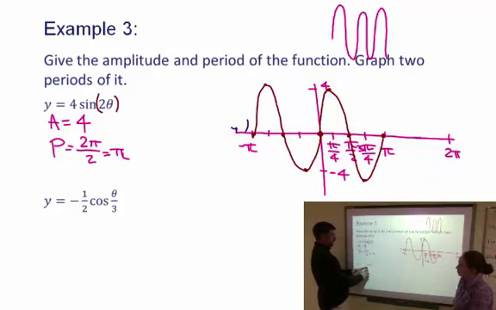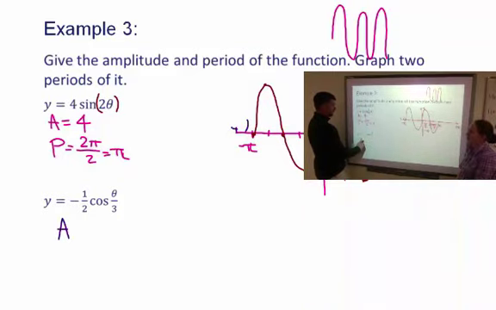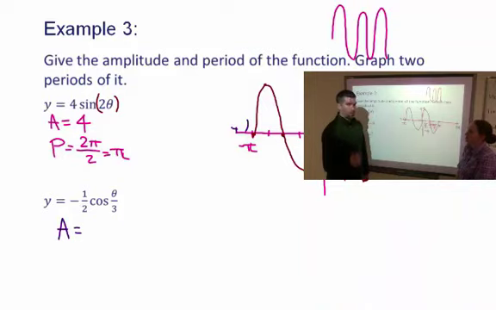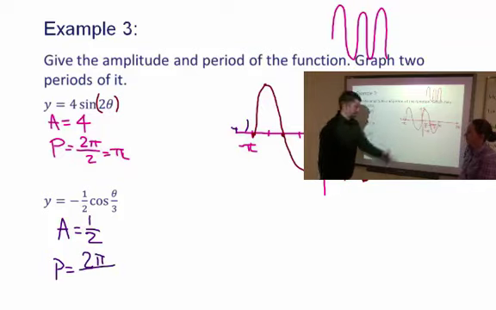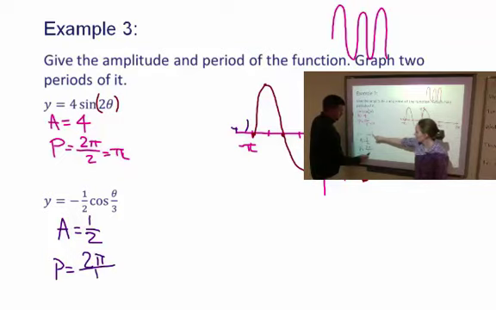So this time I've got cosine of theta over 3 times a -1/2. So my amplitude in this case is not -1/2. The absolute value of -1/2 is +1/2. Remember, amplitude is a distance, so it's always positive. That negative is telling us we're reflecting across the x-axis, so we're going to go down first instead of up. B is what we get if we take the theta out.